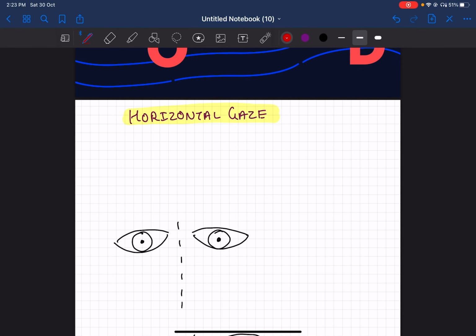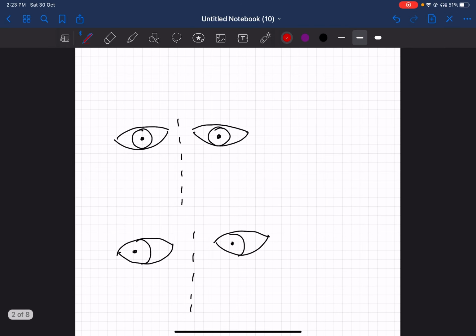Hey guys, welcome. Today we shall be discussing a short topic on horizontal gaze and some of its disorders. Before understanding the pathways involved in the horizontal gaze, we need to understand which muscles are involved. So, if we are looking at a person from the front, this will be his right side, this will be his left side.